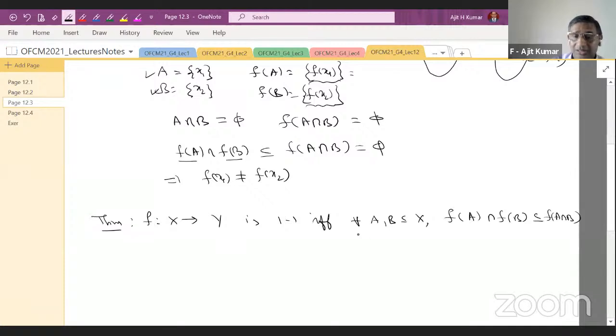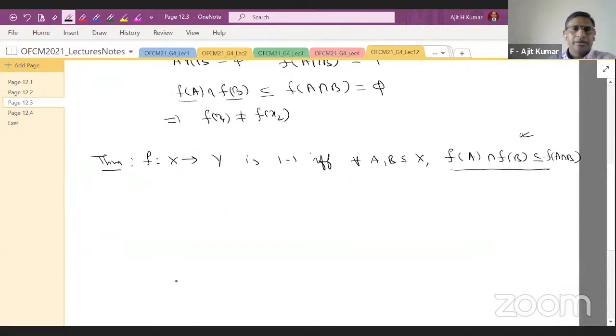So we got this result just by exploring, right? It is from exploration we got this result. So this is another characterization of a function to be one-one. If you want to check whether some function is one-one, you can use this result also. Fine. We don't use onto anywhere in this case.